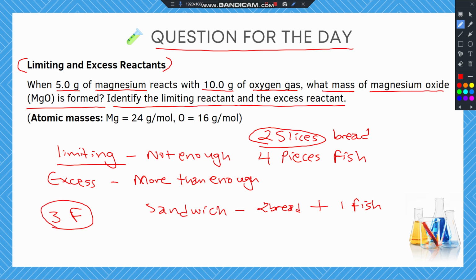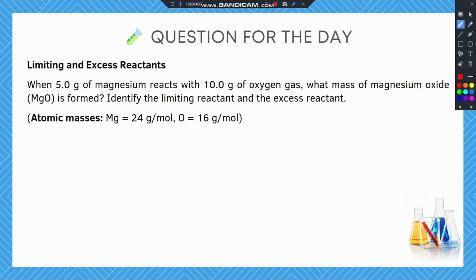So the bread is the limiting reactant because it is not enough, while the fish is the excess reactant because it is more than what was needed. That helps us understand that the limiting reactant is the one that determines how much product will be formed. Bringing it down to this question, the first thing we are to do is identify the limiting reactant. It is that limiting reactant that will tell us the mass of magnesium oxide that will be formed. So let's solve this question step by step.